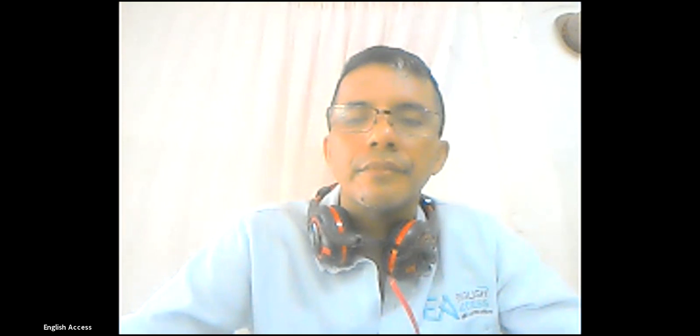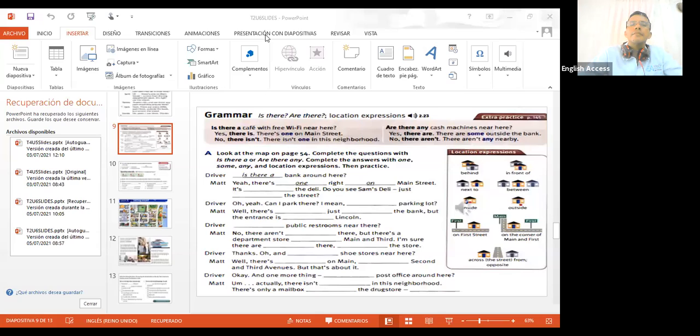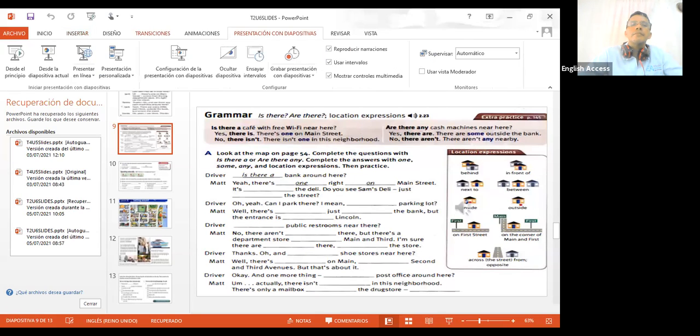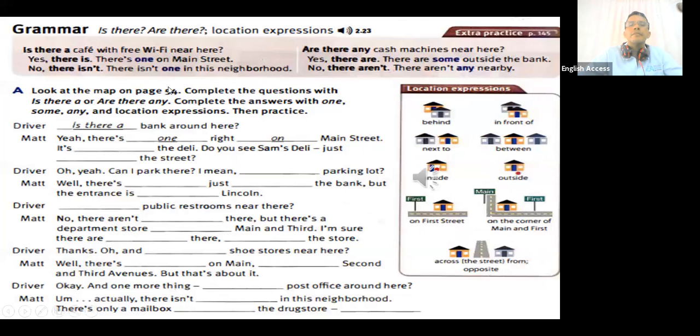Page 55. 2. Grammar. Is there? Are there? Location expressions. Is there a cafe with free Wi-Fi near here? Yes, there is. There's one on Main Street. No, there isn't. There isn't one in this neighborhood. Are there any cash machines near here? Yes, there are. There are some outside the bank. No, there aren't. There aren't any nearby.